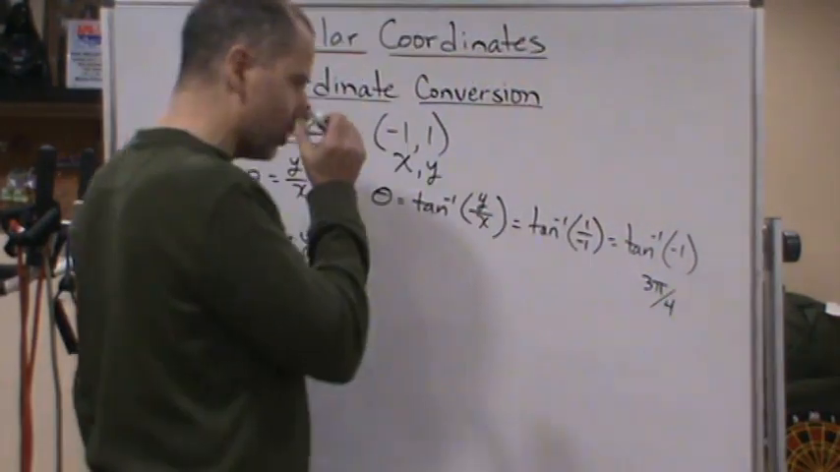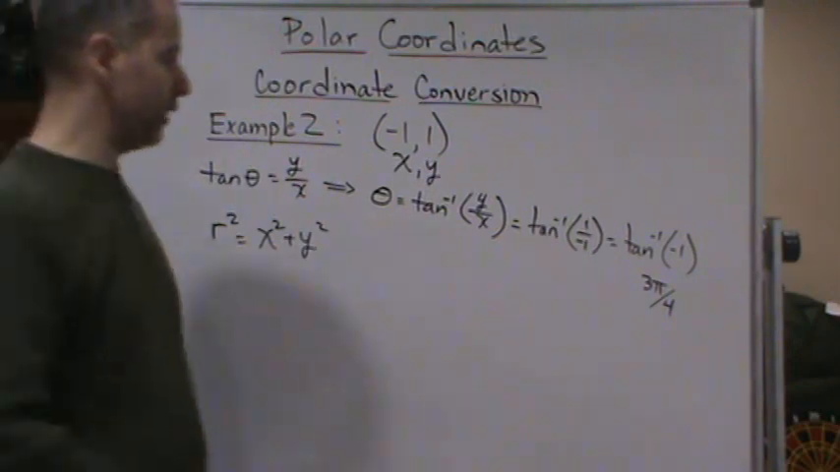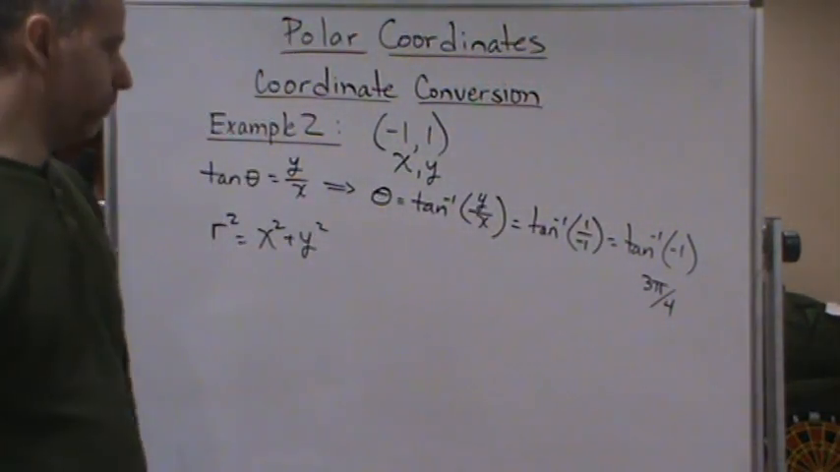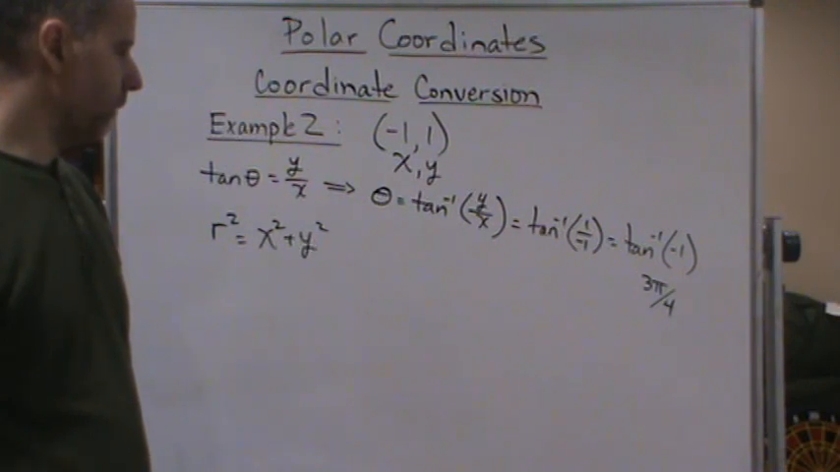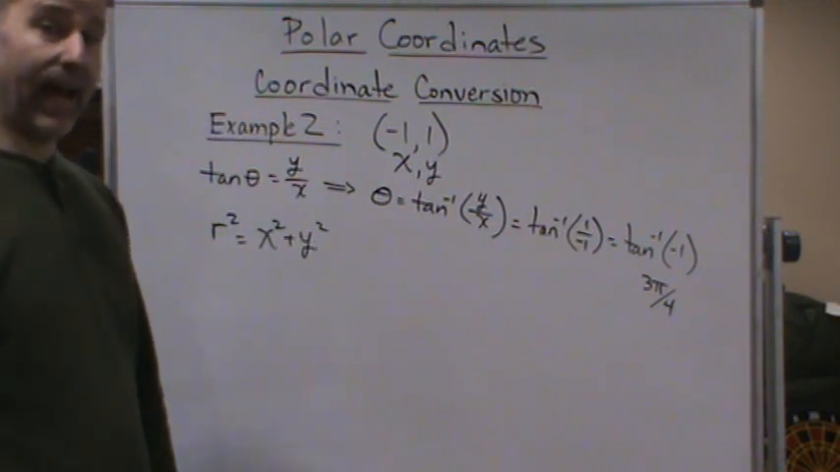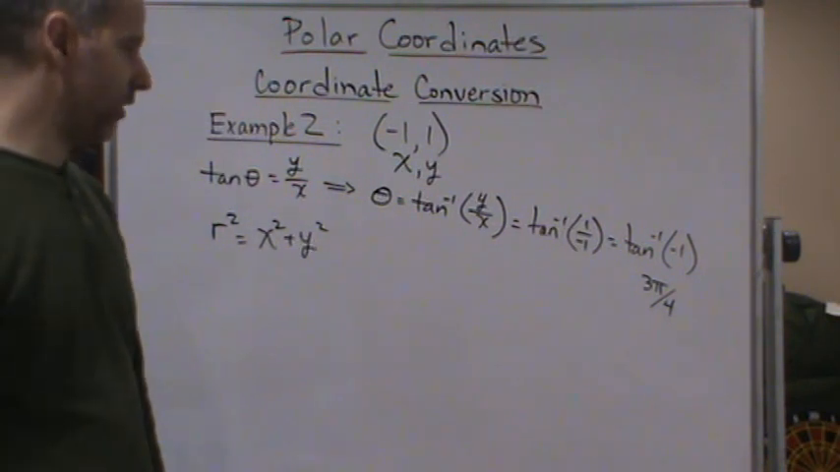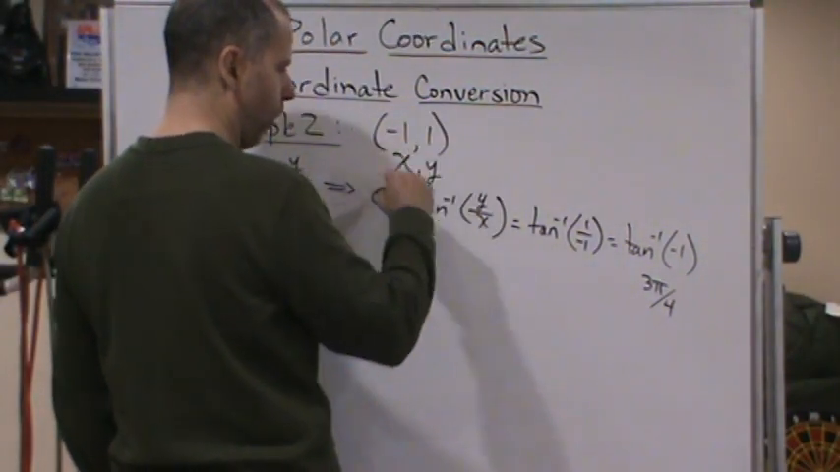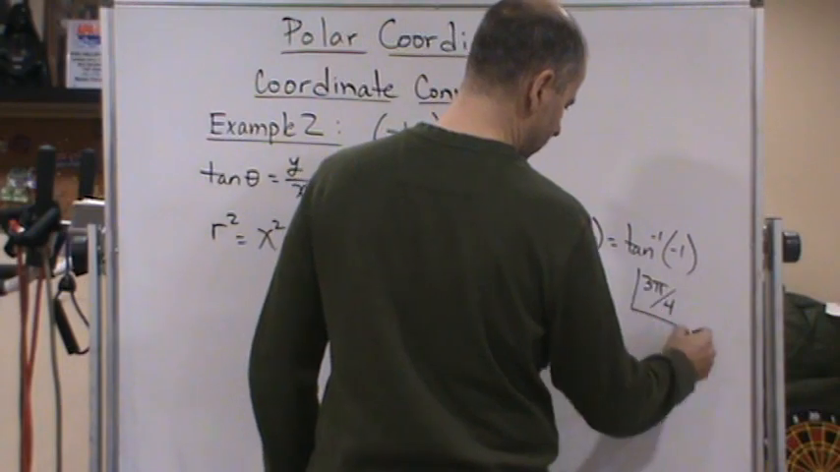Because if we just stick this in the calculator, we're going to get negative pi over 4. So we're going to have to add pi to that to get the correct angle. So just always remember, think to yourself, what quadrant am I in? So here's our theta.